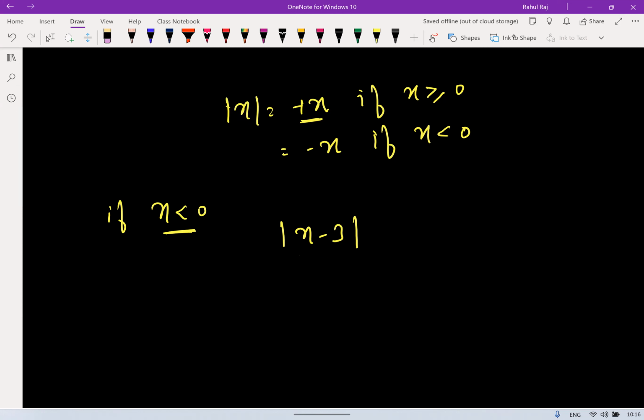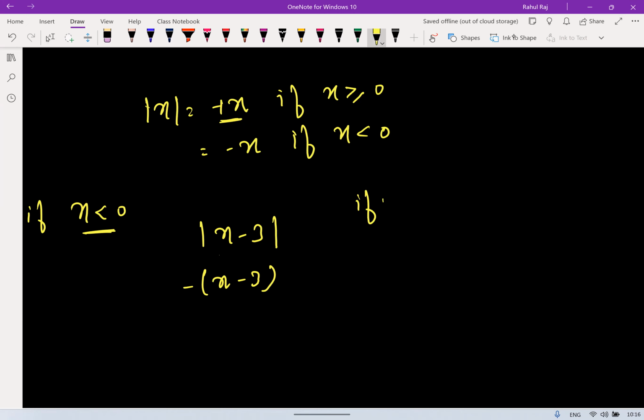This is understood, right? Agreed? Now imagine if they give you, for x greater than or equal to 0, what is the value of mod x plus 3? It will be x plus 3. Simple. There is no negative and all, because for x greater than 0, I take any value, it will just add up with 3, right? Plus 2, 2 plus 2, 3 plus 2.